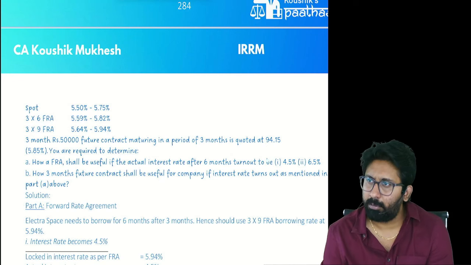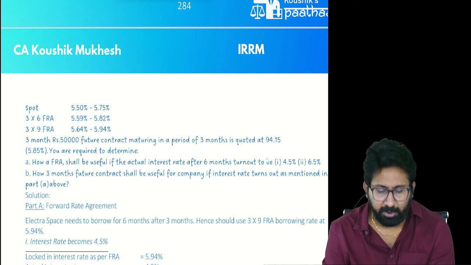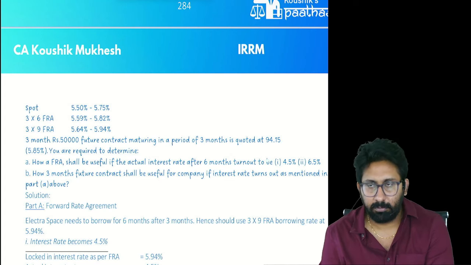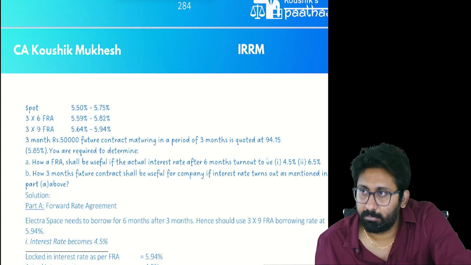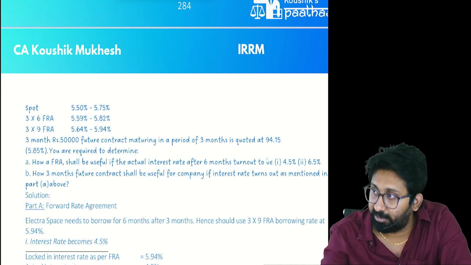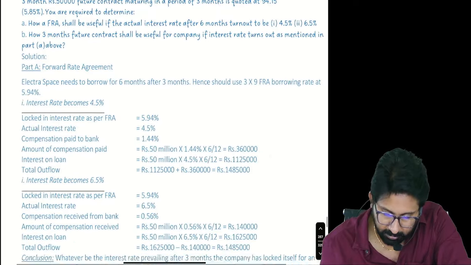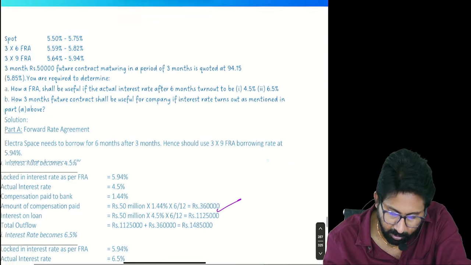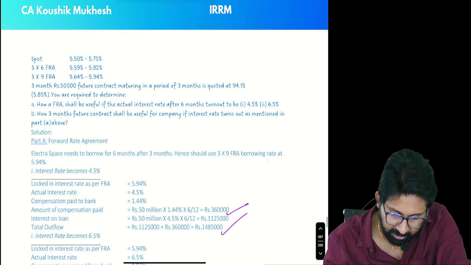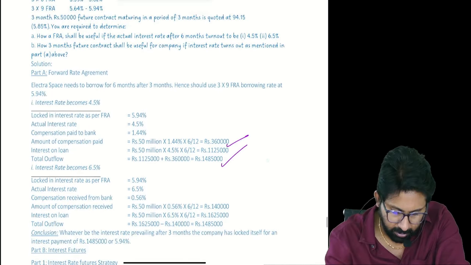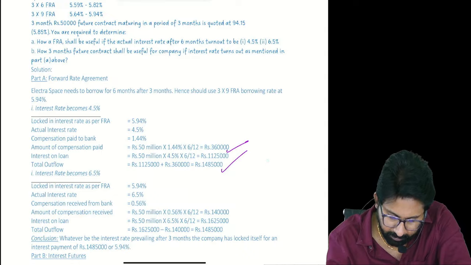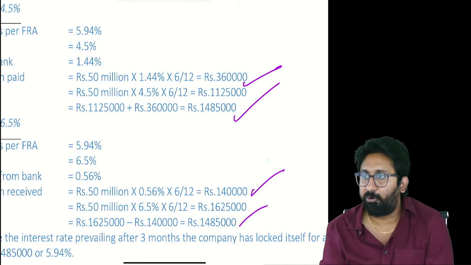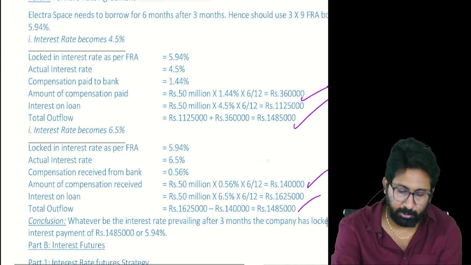Hello, have you done? Tell me, 4.5, what is your answer? Without discounting, I am asking without discounting, what is the answer? 3 lakh? See here, 3,60,000. Total amount will become how much? 14,85,000. Without discounting, you do. Next one is what? 1,40,000. Here also, what is the total outflow? 14,85,000. See the answers I am putting on the screen.